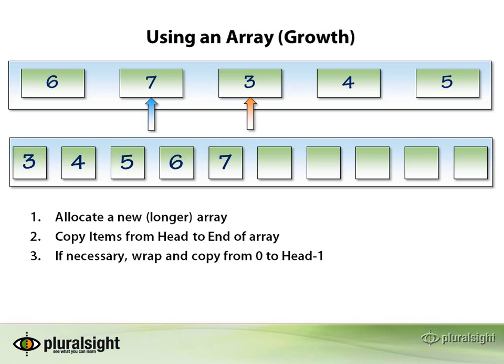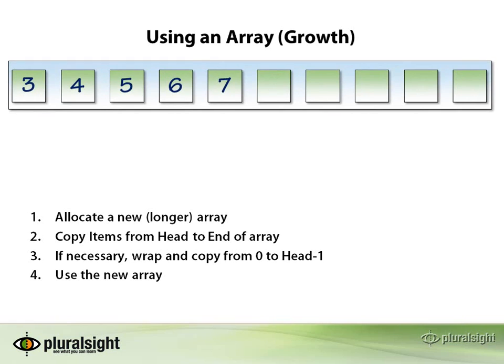So we copied 3, 4, 5, and then wrapped around and copied 6, 7. And you can see our new array contains the values 3, 4, 5, 6, 7. Now this array becomes the backing store for the queue. And the head and tail pointers are updated to their new respective indexes. So as you can see, array growth is quite a bit more complex. It requires memory allocations, and it requires copying data around in a non-trivial manner.